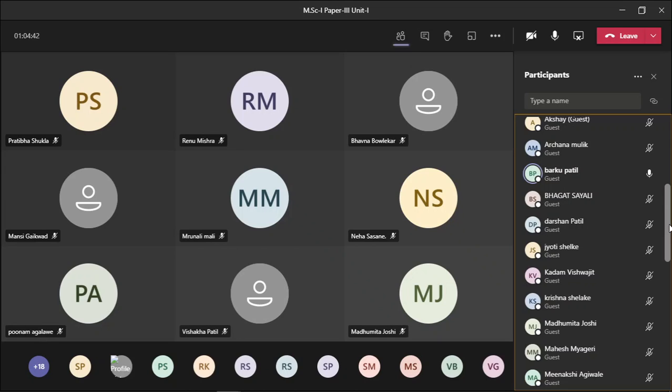So what did you understand from this crossover experiment? Explain to me in short. So what is meant by crossover experiment and what is the use of this experiment?